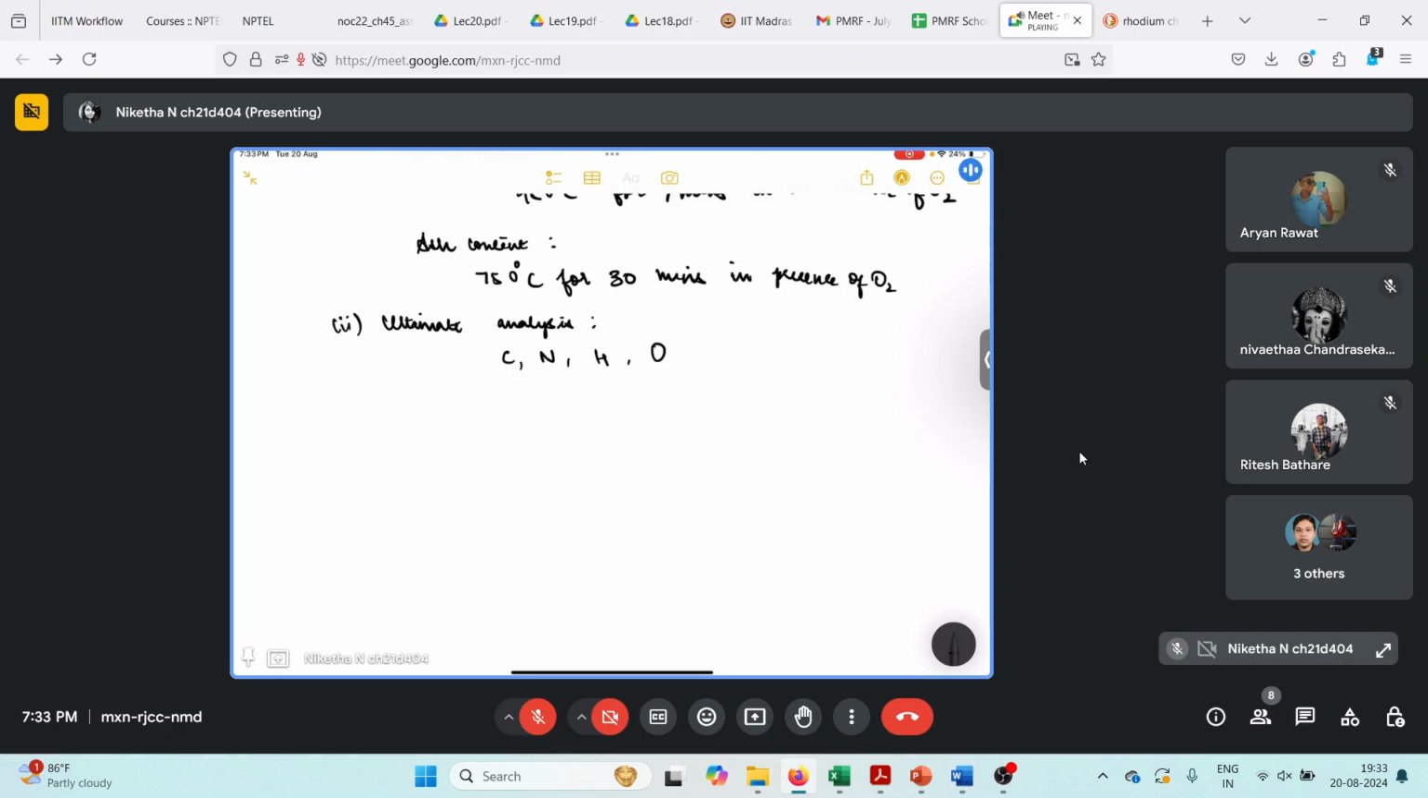So in order to do ultimate analysis, we will heat the sample at 990 degrees and then reduce it. After reducing it, the NOx will be converted to nitrogen gas and let out, and SO2 will also be separated. Then whatever is left is carbon and hydrogen. So that can also be separated and determined.